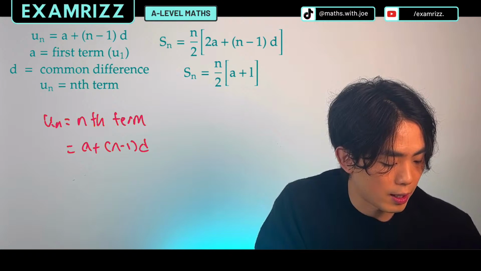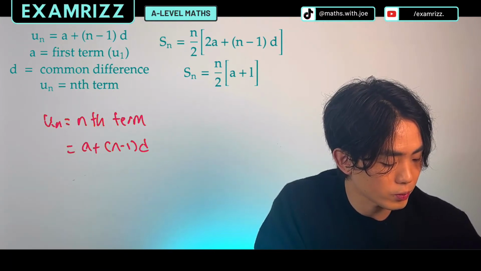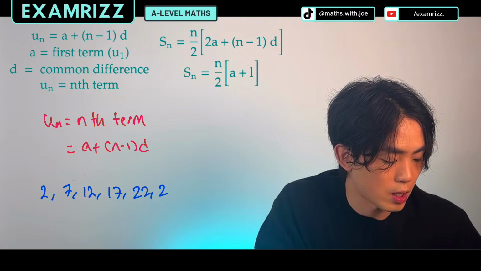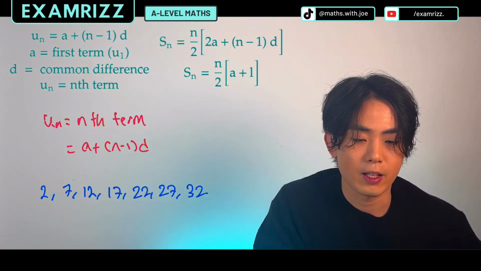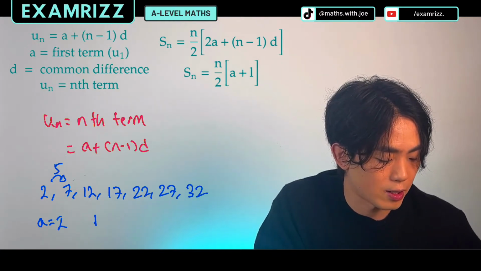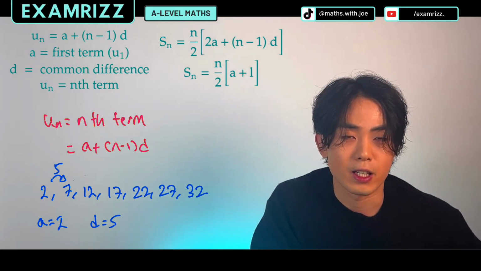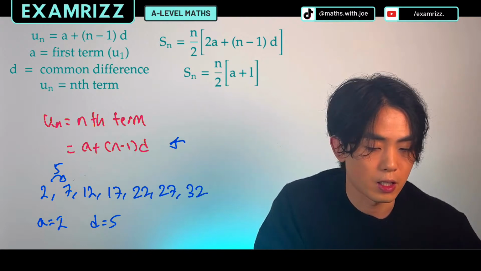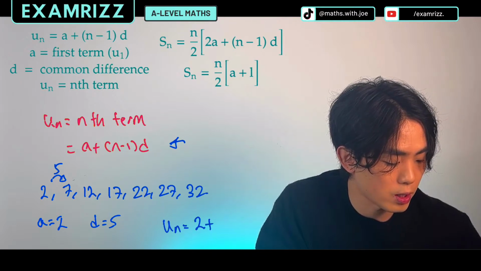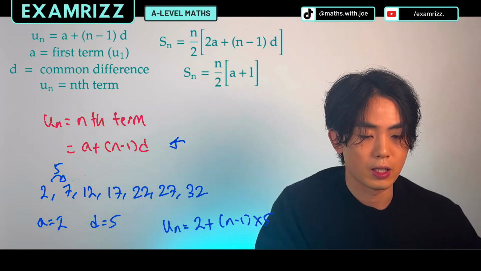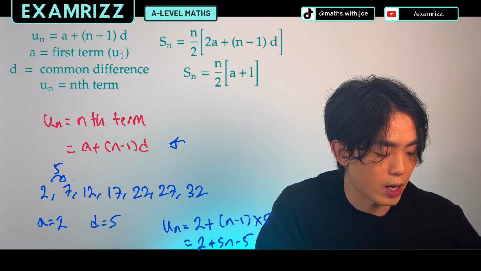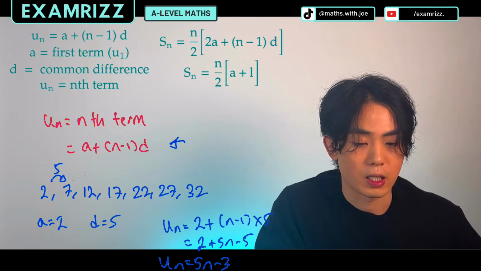If we go back to the example, let's go for 2, 7, 12, 17, 22, 27, 32. Let's find that A. Our first term A will be 2. Our common difference, we're going up by 5 each time, so D would be 5. Once we've identified our A and D terms, we just plug them into the nth term formula. For this arithmetic series, un would be equal to 2 plus n minus 1 times 5. This is going to be our nth term formula, which you can also simplify if you want. It'd be 2 plus 5n minus 5, so un is going to be 5n minus 3.